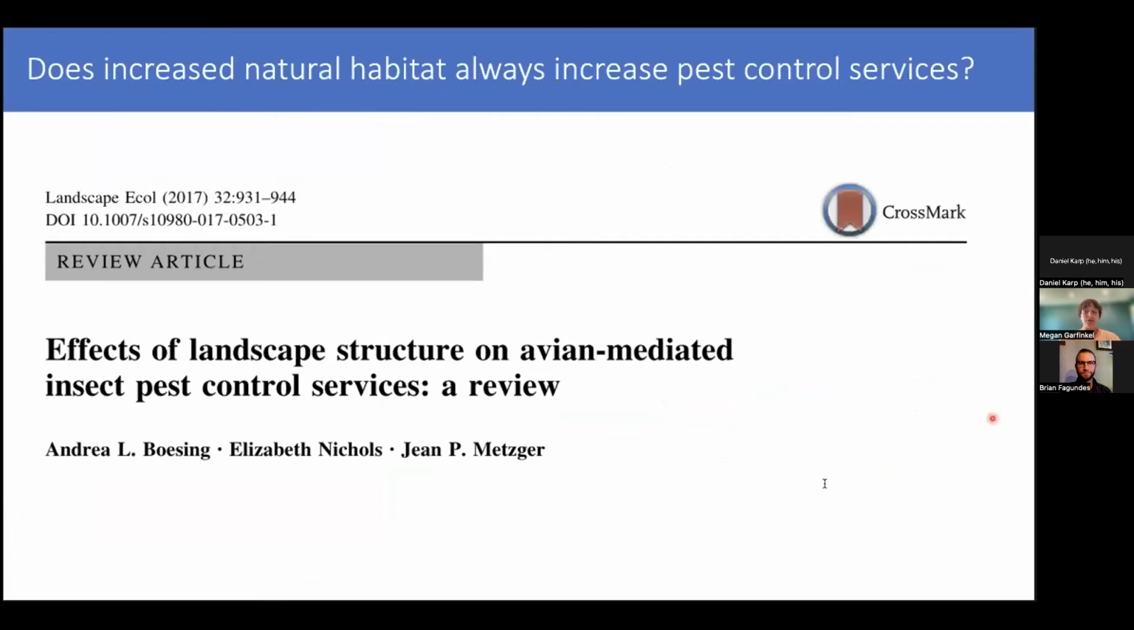Okay, so does increased natural habitat in the landscape always provide increased pest control services by birds? This is an example of a study that was trying to answer that by reviewing the scientific literature to look at that question. And what they found was that although it's not always the case that increased natural habitat in the landscape increases pest control services, that was the trend that they were seeing.